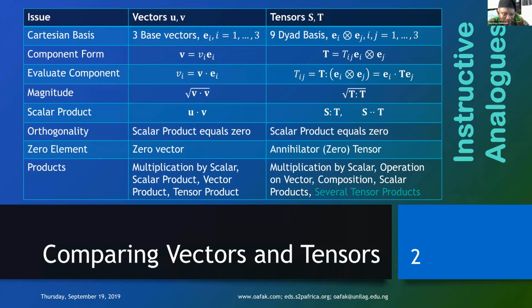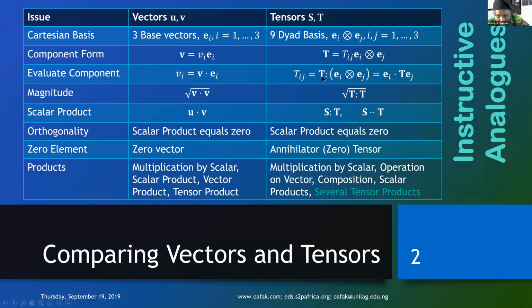Now, how do you evaluate the component? If I give you a vector V and I give you 1 base, let us say the I base, how do you get the component in the I direction? You just take the dot product of the vector with I. So V dot I gives you the I component. V dot E1 gives you the first component. V dot E2 gives you the second component. V dot E3 gives you the third component. So no matter what you do, the inner product of the vector and the base gives you the component in the direction of that base. Exactly the same happens to tensors.